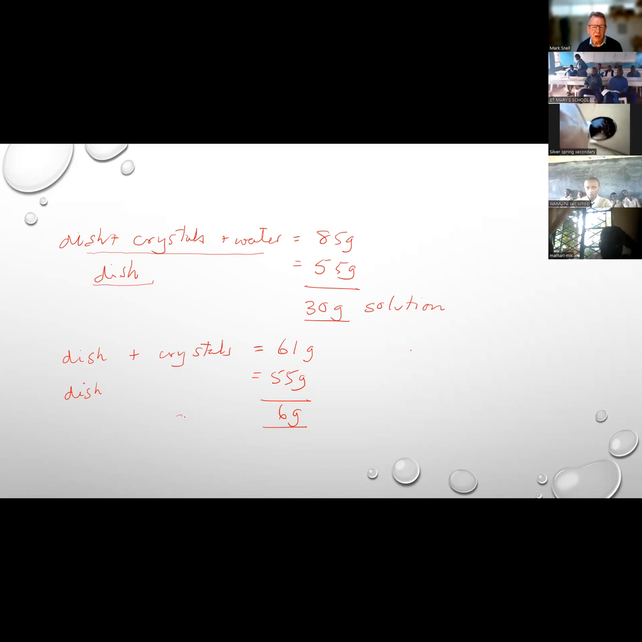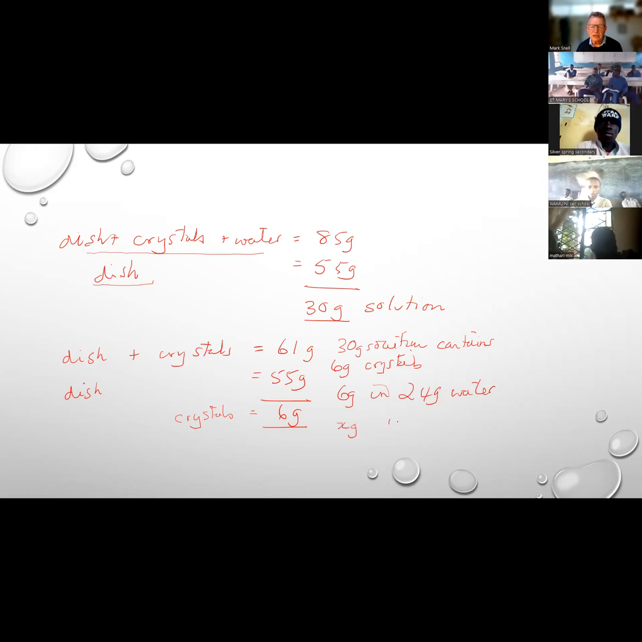So I've got the crystals: that is 6 grams. So 30 grams of solution contains 6 grams of crystals. So it's 6 grams in 24 grams of water is X grams in 100 grams.